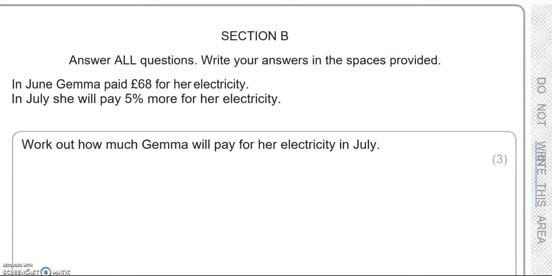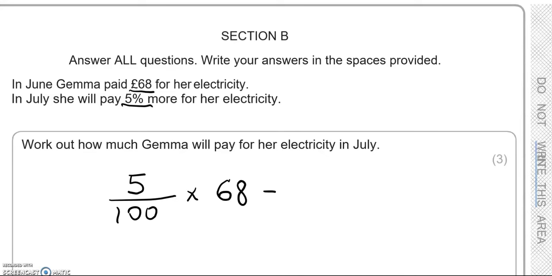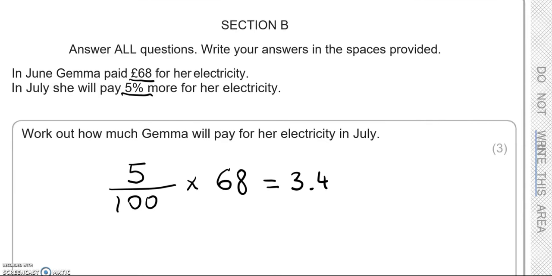In June, Gemma paid £68 for her electricity. In July, she will pay 5% more for her electricity. Work out how much Gemma will pay for her electricity in July. As we can use a calculator, I'm going to go 5 out of 100, so that's 5% of the 68. So times 68, and that should give us 5% of £68, and that equals 3.4. So £3.40.